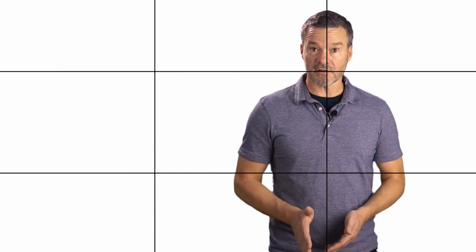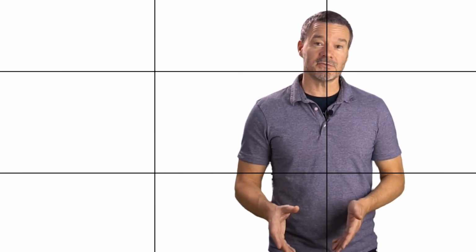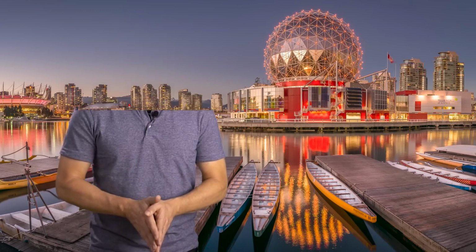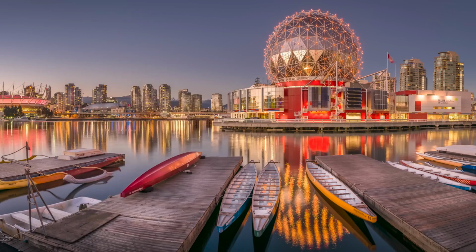So here's your recipe. Step number 1, move your subject around so that your subject will be on one of the third lines in the frame. Step number 2, adjust your frame so that any interesting elements that are in the background will also be on one of the third lines. And step number 3 is the lighting.